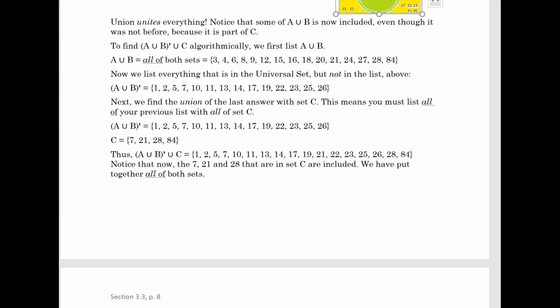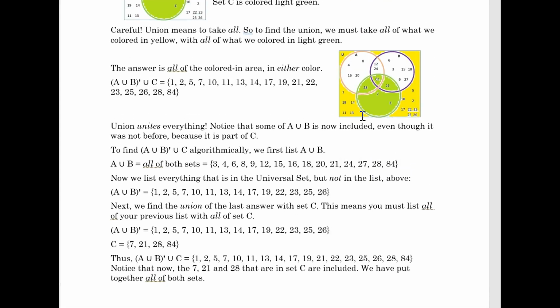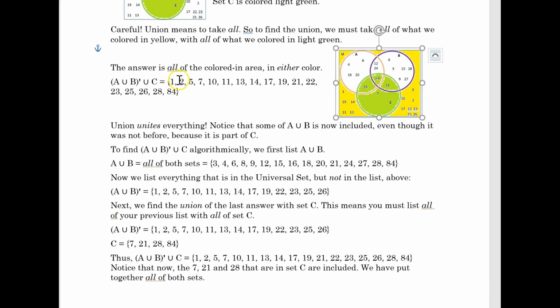So the tricky thing with union is that union unites everything. So we have to include every part of what we colored in. And it should end up giving us a long list. If you do union and don't get a long list, you probably did something wrong. It should be bigger than the previous list because it has everything in it.